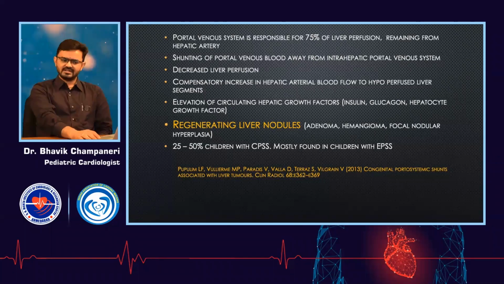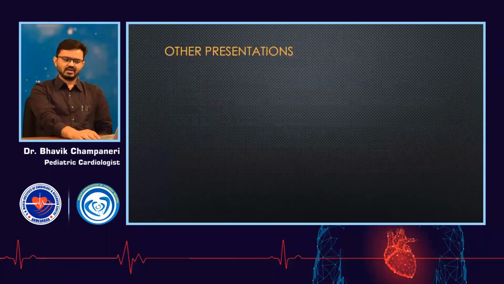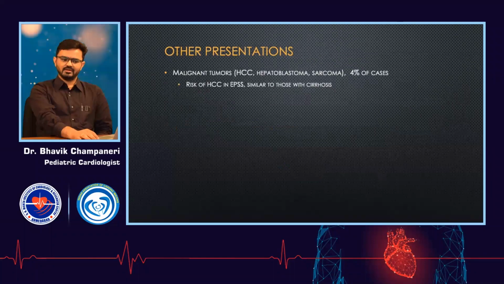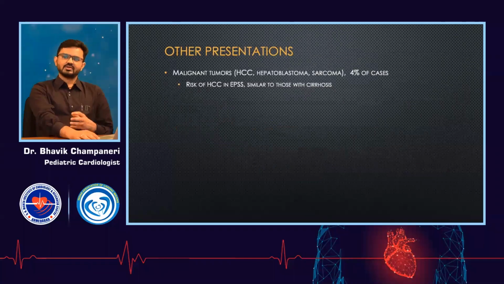Various other presentations include malignant tumors like hepatocellular carcinoma, hepatoblastoma, sarcoma, which is present in 4% of cases. The risk of hepatocellular carcinoma is equivalent to those patients who have cirrhosis of the liver. So that is a very high risk, and that's the concern if portosystemic shunt is not treated or closed in a timely manner.